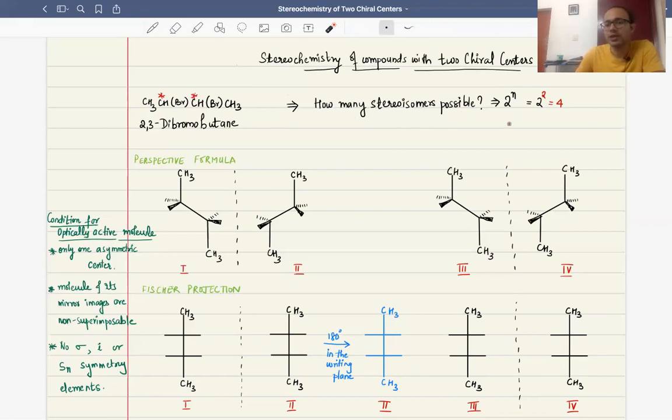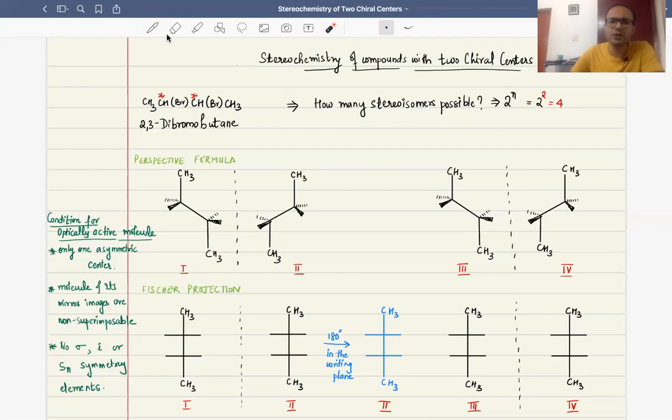So the formula that we use to calculate the number of stereoisomers is nothing but 2 to the power of n. So n is the number of stereocenters present in the molecule. So in 2,3-dibromobutane, the number of stereocenters present is 2. So therefore, the number of possible stereoisomers that we can draw for 2,3-dibromobutane is equal to 4.